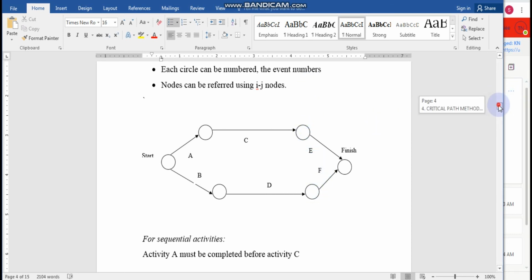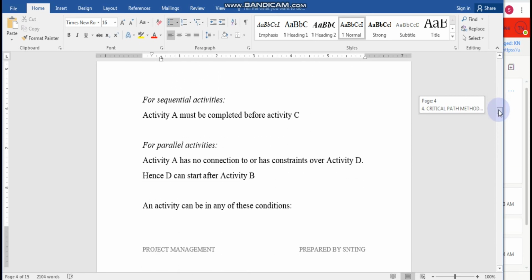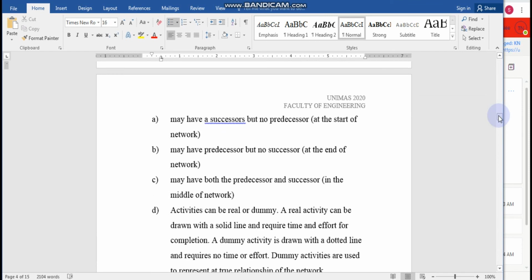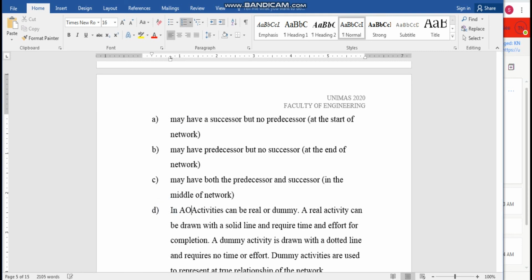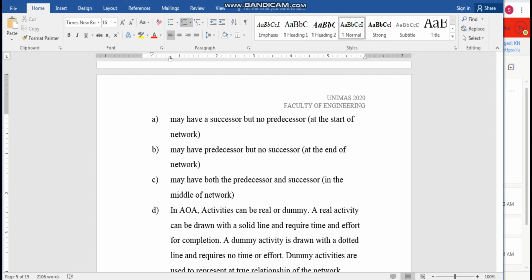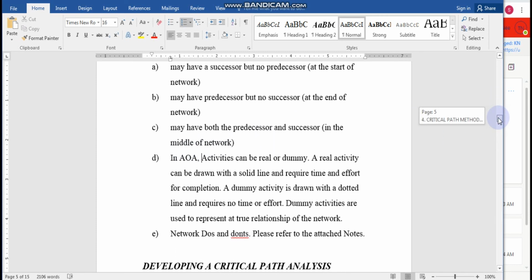This is how we define our network, and this is how we actually draw. There are some conditions where an activity may have predecessors but no successor, or a successor but no predecessors. Why do I say that? Because at the end of the project, there will be no more successor but there is a predecessor. At the beginning, they may have a successor but no predecessors. And in AOA, activities can be dummy. There may be a dummy activity which I will show you in some of the examples later. Most of the time you will have a predecessor and a successor.